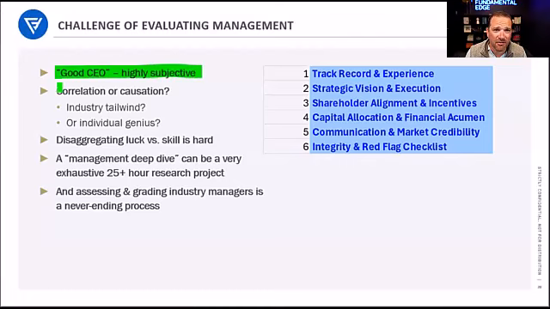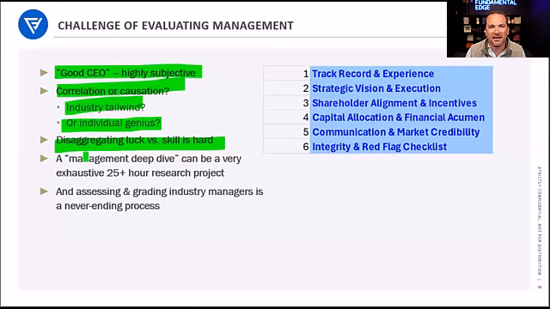There's this concern about correlation or causation. Does a CEO look like a great CEO because there's been industry tailwind, or is it truly individual genius? So disaggregating luck and skill is hard.